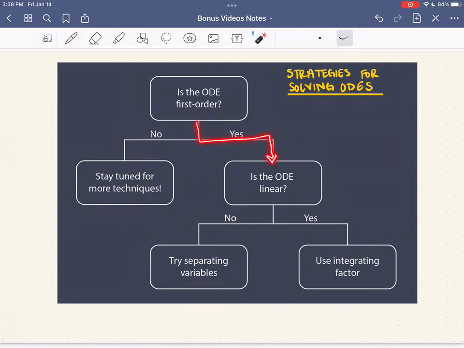The next question you want to ask is, is the ODE linear? If the ODE is linear, I suggest you try using integrating factors, although you might be able in some cases to use separation of variables, but you will be able to use integrating factors. So if the ODE is both first order and linear, you should think, maybe I'll use an integrating factor here. Now, if the ODE is first order and not linear, the only option you really have at this point is to try separating variables. Okay, so that's what we're going to do today.